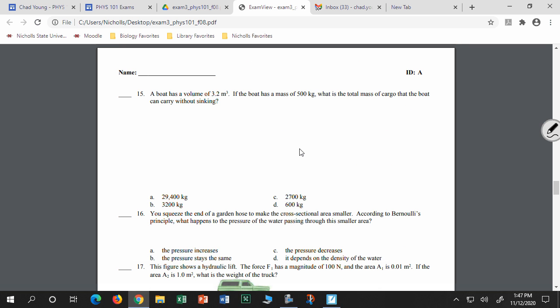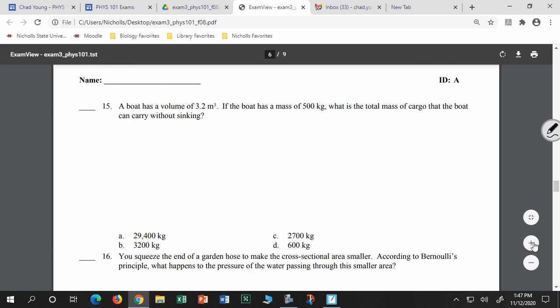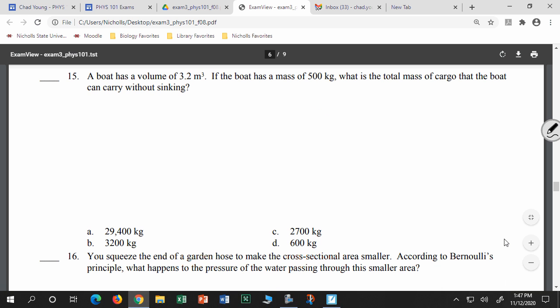Okay, you're going to see some Archimedes' principle problems with buoyant force. Number 15 is a good example of that. So let's take a look. We've done some of these in class. So let's just take a look.